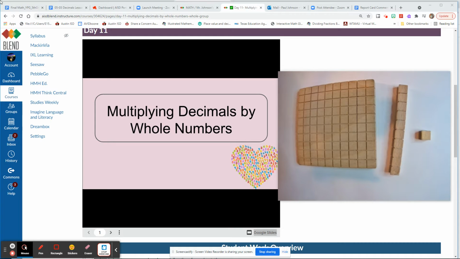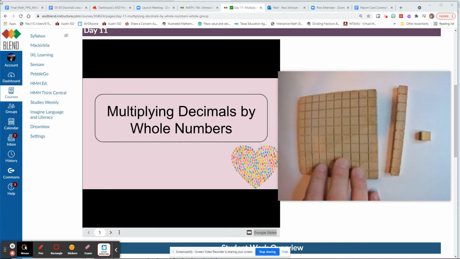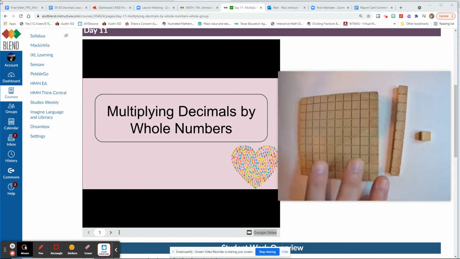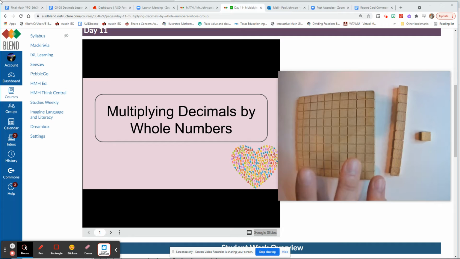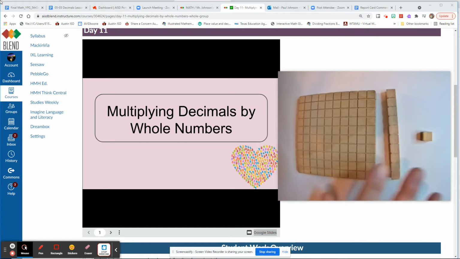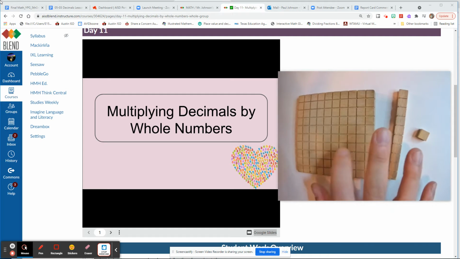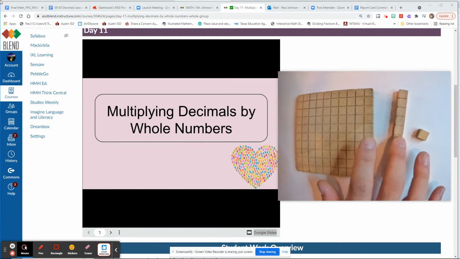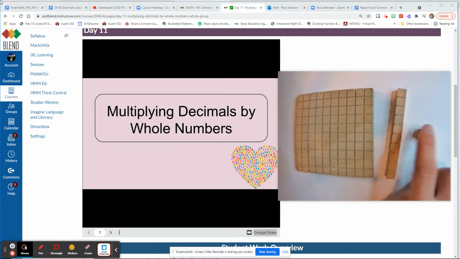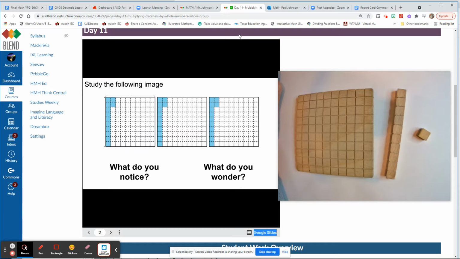So remember that base 10 blocks can be tools used for multiple things. Even though when we're dealing with whole numbers, this can be 100, this can be 10, and this can be 1, when we're dealing with decimals, this can be one whole, this can be tenths, and this can be 100th. So now let's get to our first image of the day.